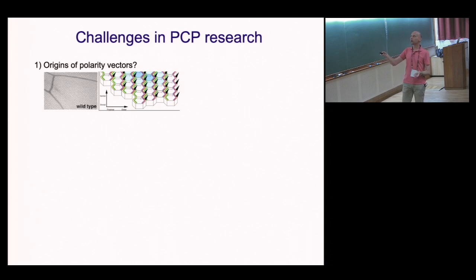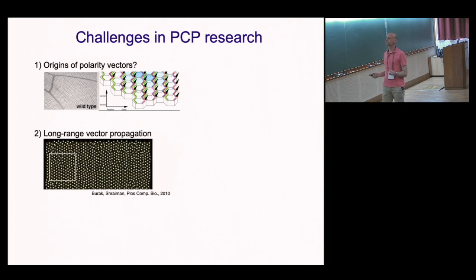And there, one of the questions that, to my mind, is still open is really what is the origin of polarity, so what basically nucleates these polarity vectors in specific places, such as to make these patterns reproducible.